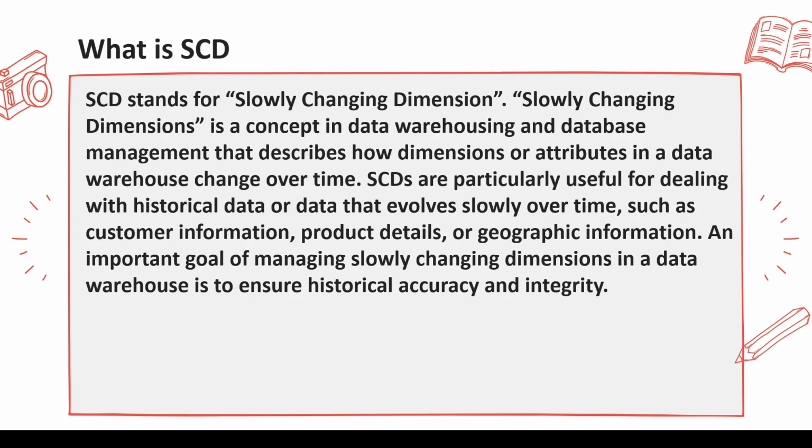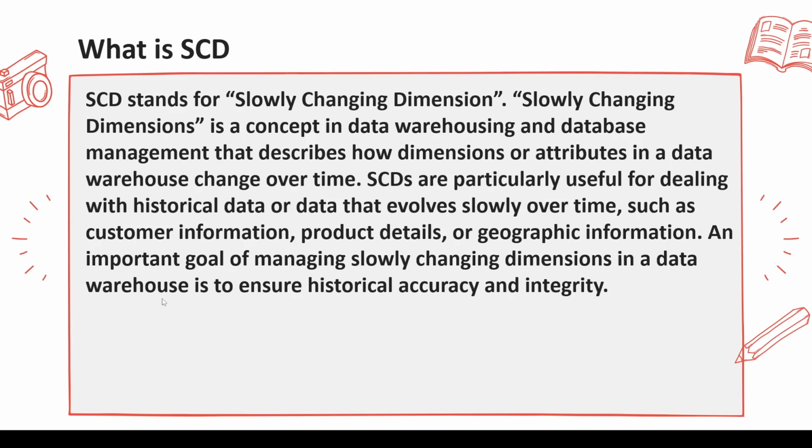SCDs are particularly useful for dealing with historical data or data that evolves slowly over time, such as customer information, product details, or geographical information. Employee information is just one of the other information which you want to track. An important goal of managing slowly changing dimensions in a data warehouse is to ensure historical accuracy and integrity. So we want to maintain the historical accuracy and integrity, and that's why we do it. It means we want to know what happened when this customer had these attributes, or when this product had this price, or something related to geography.